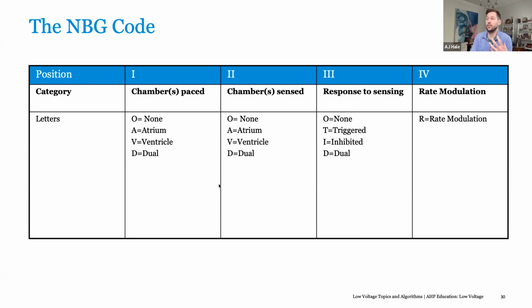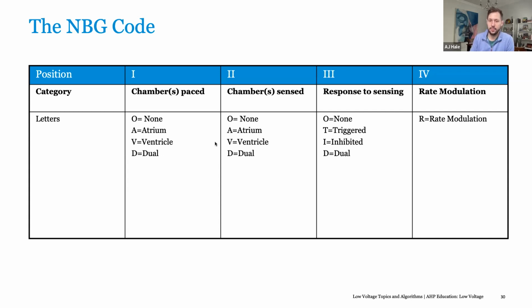The way these things represent VVI, DDD, all these things that we'll go through later, is based on their position. When you look at the first position, if you see a V, that means it paces in the ventricle. So the chamber that it paces in will be the first position. The second position will be the chamber that it senses in. The third position will be its response to that sensing. And the fourth position is rate modulation. That's whether or not a sensor-driven rate for chronotropically incompetent patients is turned on. I'll cover that later, and there are plenty of examples for this if you didn't quite catch all that.